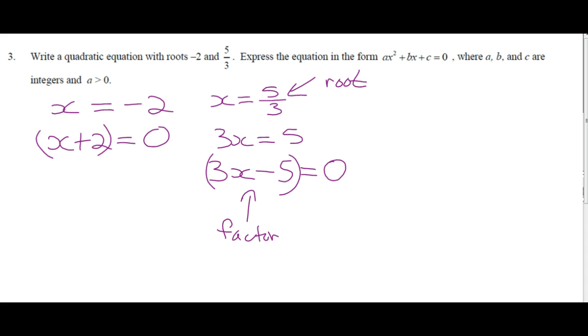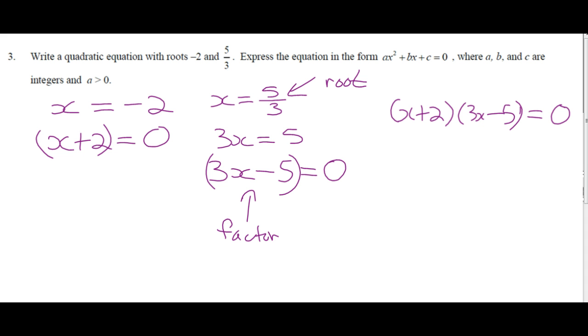So I'm going to take the 2 factors, x plus 2 and 3x plus 5, and I know that that's equal to 0, because if x is -2, this expression becomes 0. And if x is, that's a minus, not a plus. And if x is 5/3, 3 times 5/3, the 3's cancel, 5 minus 5 is 0.